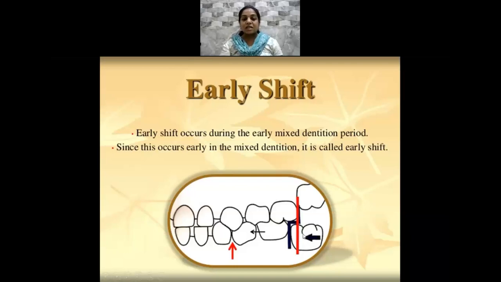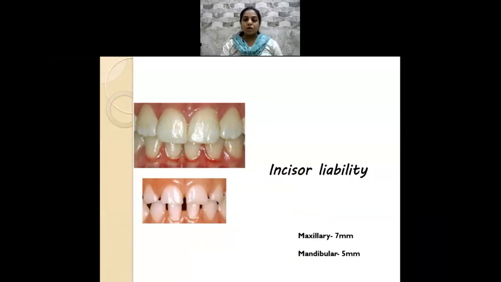So basically, this is called early shift. This is called early shift because this happens in the first transition period. That's why it's called early shift. There is something called late shift, which I'll explain in the next slide. So early shift occurs during the early mixed dentition period. Since this occurs early in the mixed dentition, it is called early shift.